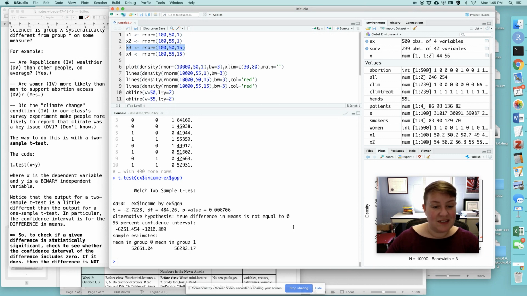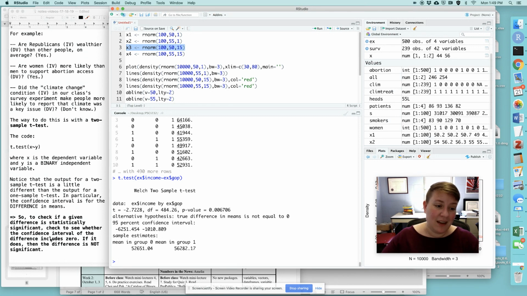And notice it says it's a Welch two-sample t-test. That is the right thing to do in this particular case. Let's do one more example.